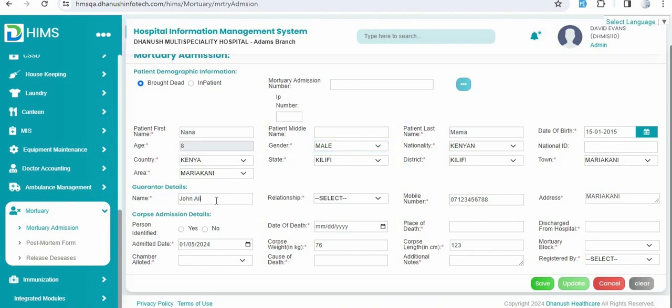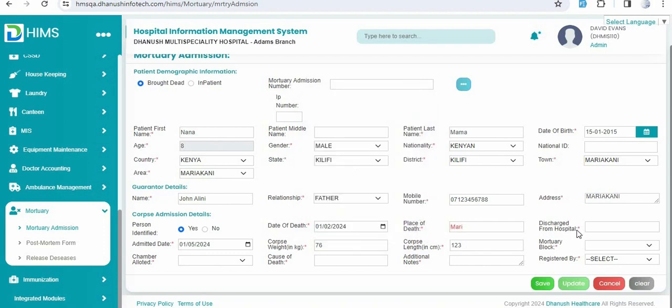They have to fill in the guarantor's name, the guarantor's relationship to the deceased, the guarantor's mobile number, and the guarantor's address. The users also have to key in the corpse admission details. They have to indicate whether the person was identified or not. They have to indicate the date of death. They then have to indicate the place of death.